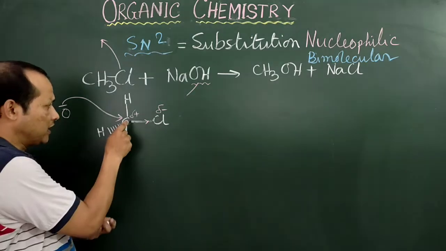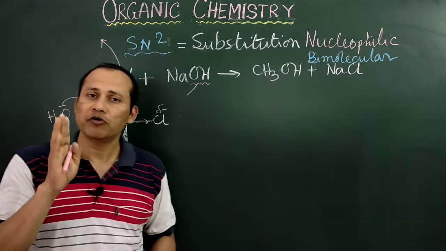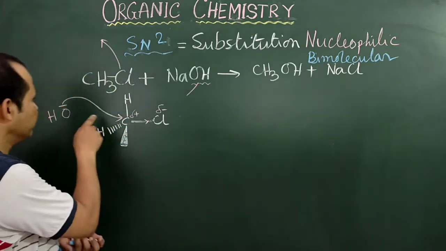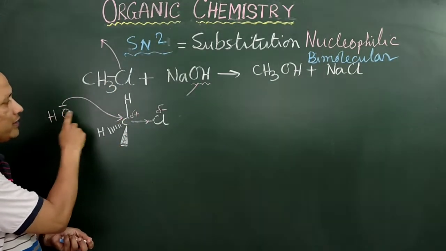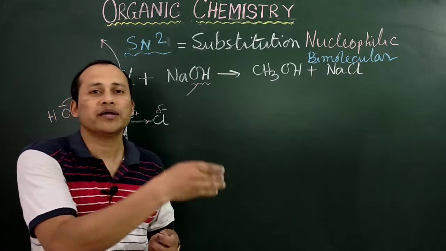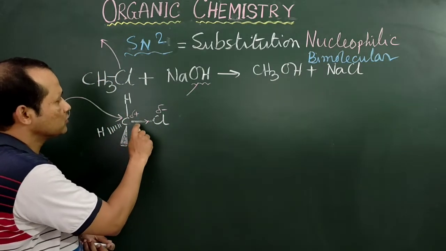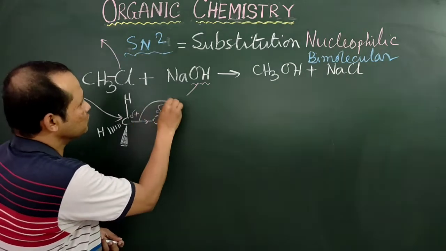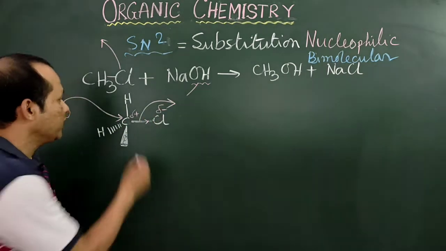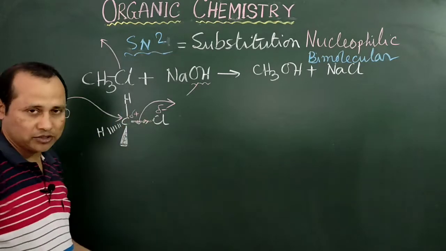Now we know that carbon can form a maximum of 4 bonds at a time, but if it has to form one bond here, it has to lose one bond somewhere, and since this bond is polar in nature, it will be clipped and this will go away in this way along with these 2 electrons.